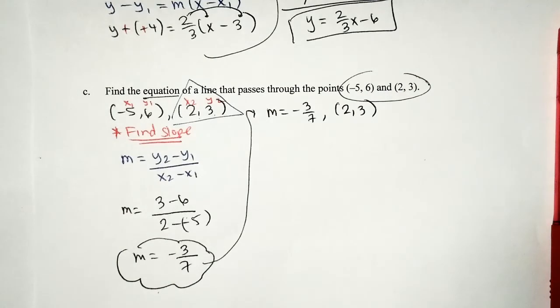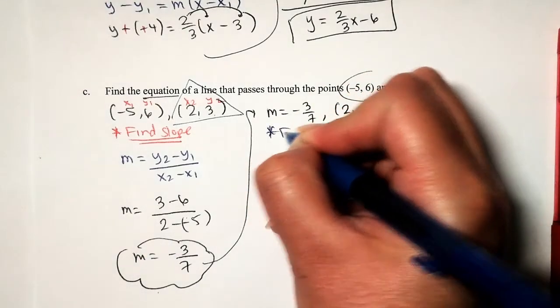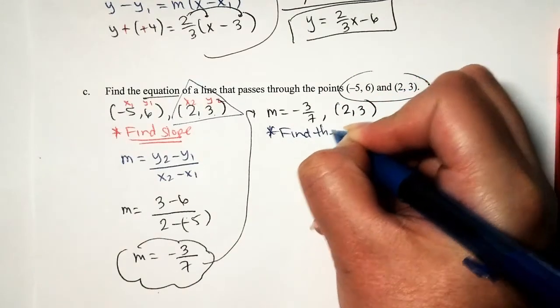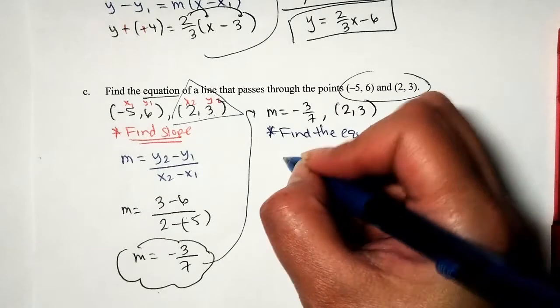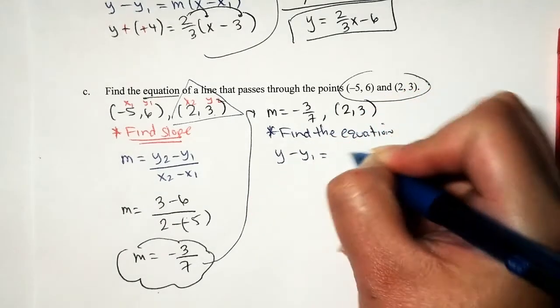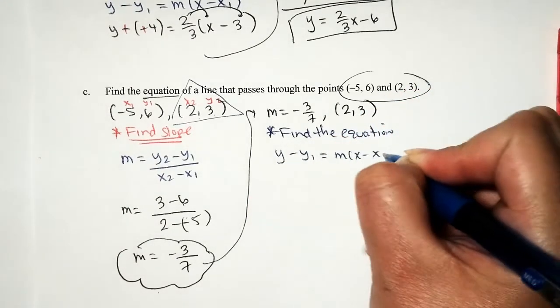Fantastic. So to find the equation of a line, we need a point and a slope. We got a point. Our tough work gave us a slope. So let's go ahead and find the equation. Let's use the point-slope formula. So we have y minus y1 is equal to m times x minus x1.